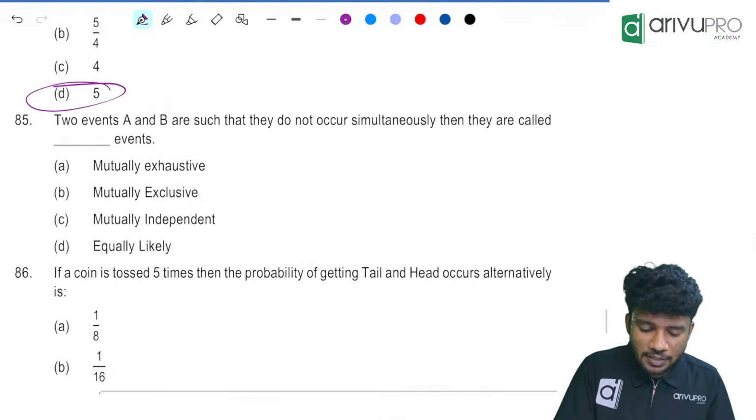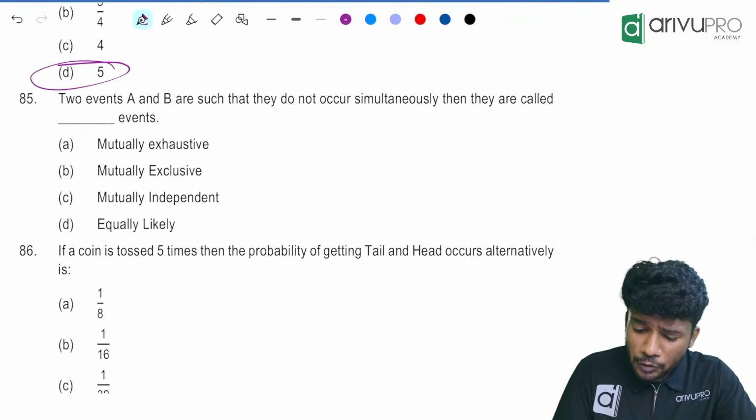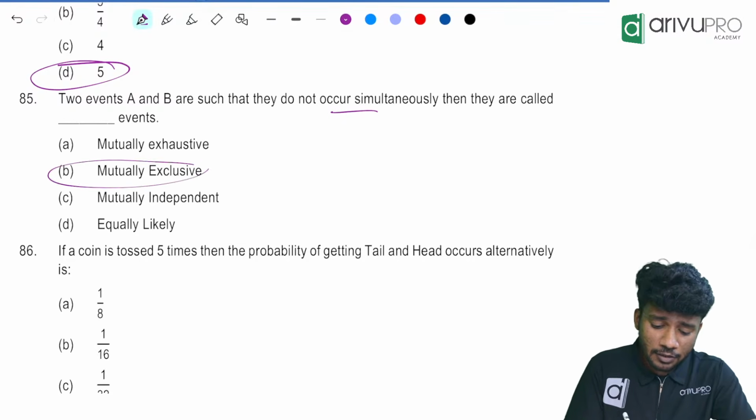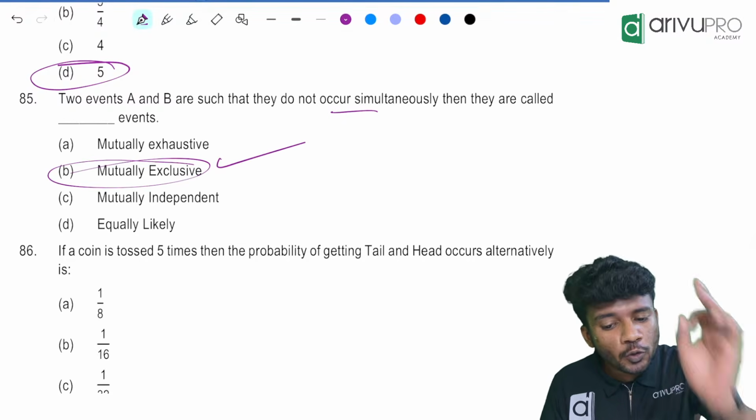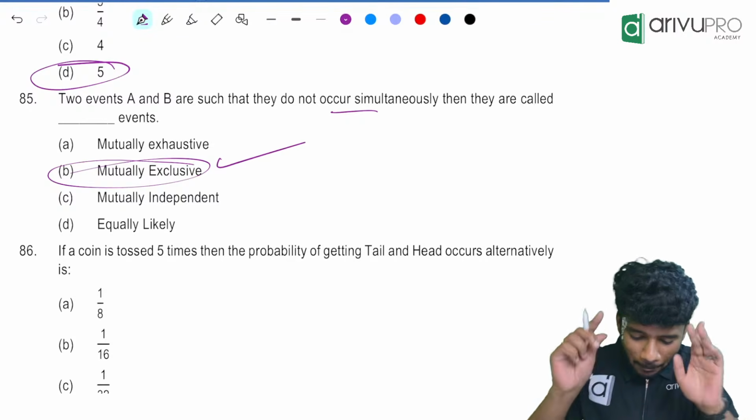5 is your answer. Now, two events A and B such that they do not occur simultaneously. That means they are mutually exclusive events. Okay, keep it in your mind.